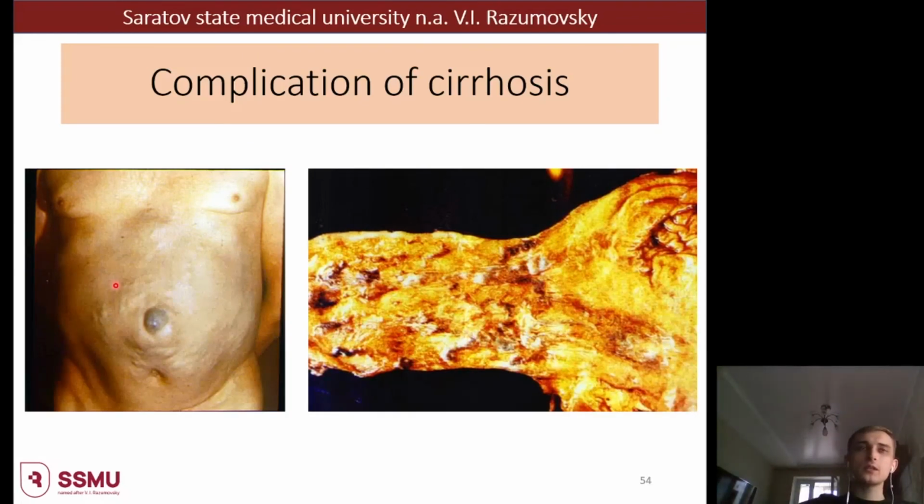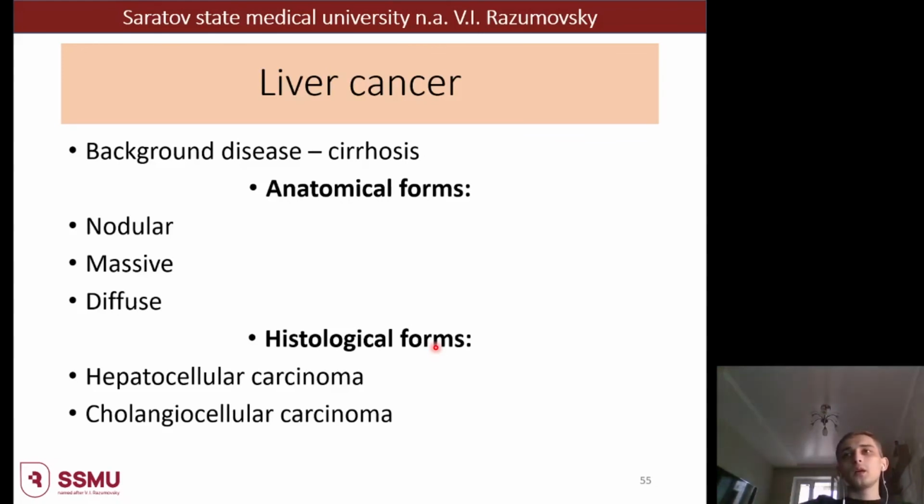On this slide, we may see manifestation of portal cirrhosis, of portal hypertension, and we may see caput medusae, or opening of anastomosis in the front wall of the abdomen. We can see veins in this localization, and also we can see veins in the esophagus. The varicose disease in the esophagus will be associated with rupture of these veins by a piece of food, and it may lead to bleeding, and bleeding may lead to death of the patient. So, and in the outcome of cirrhosis, we may see liver cancer.